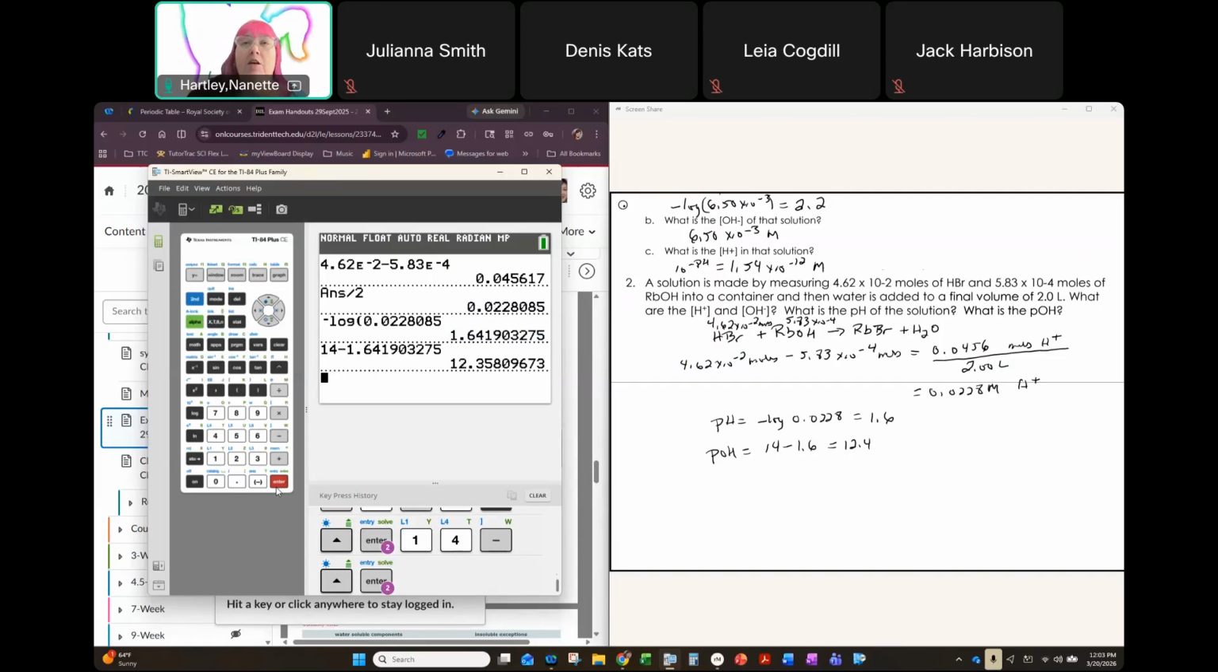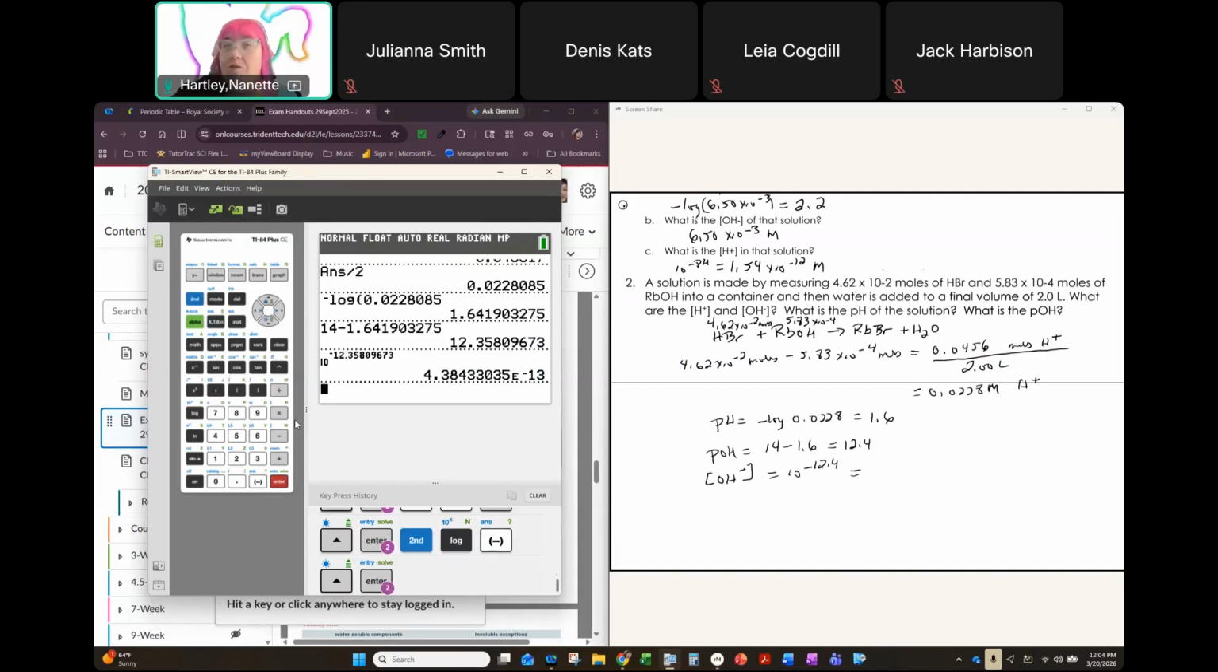That is correct. But now that I have that value, which is my pOH, my OH minus concentration can be taken as 10 to the negative 12.4, with all those decimals. So that's why I do that. And that gives me this number, which is 4.38 times 10 to the minus 13th. So again, 3 sig figs there for that.